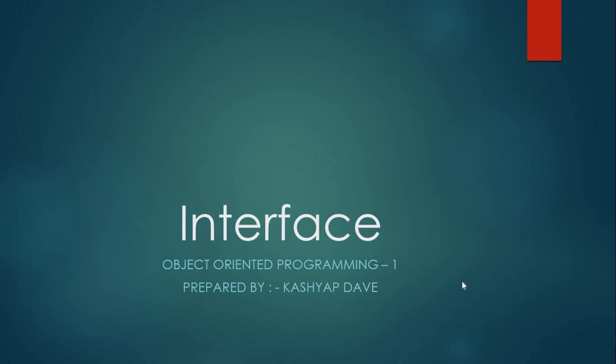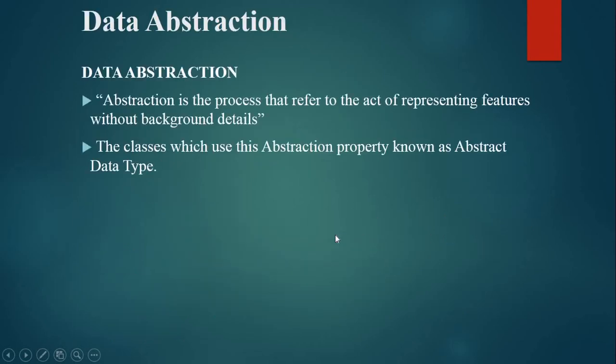Before starting interface, we will learn about data abstraction. What is data abstraction? Abstraction is the process that refers to the act of representing features without background details. It means that without knowing the background details, we can get our output. If we call any method, then without knowing the logic of that method, we can get our output from that method. That is abstraction. The classes which use this abstraction property are known as abstract data types.